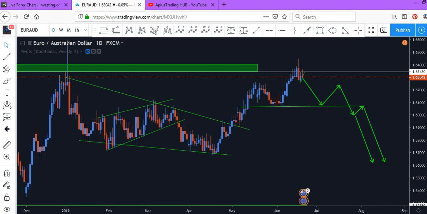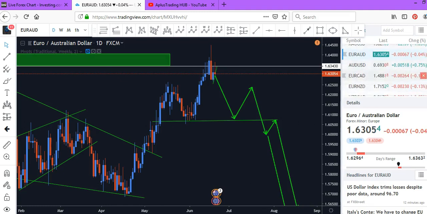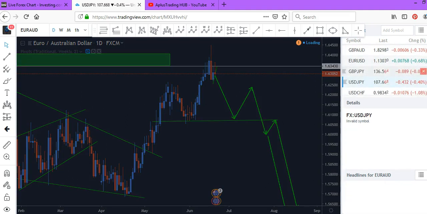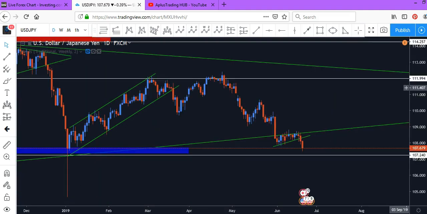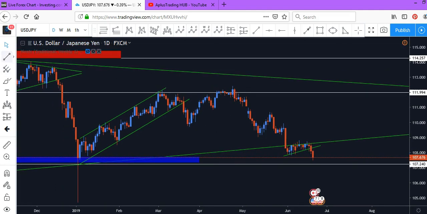So the next pair I'm going to look at is the dollar yen. Alright, I've seen it. Now the dollar yen, to some people, has been a bit choppy, and also to me it is a bit choppy. It's been trading down for months now.